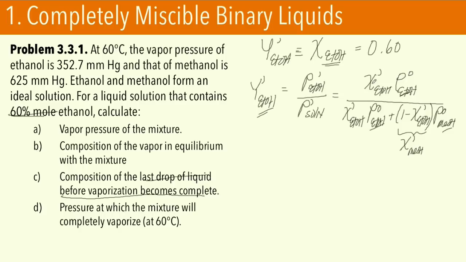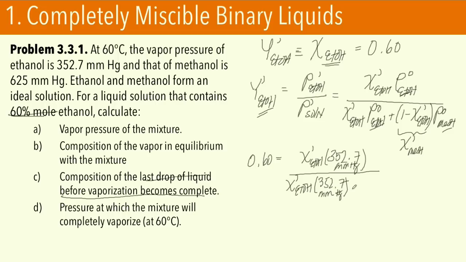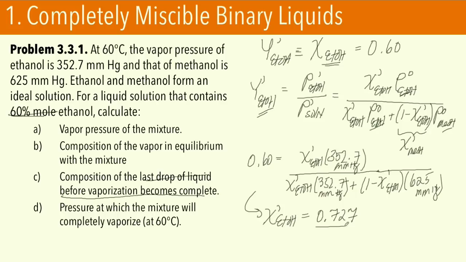So we have one variable that we need to solve for, which is chi prime ethanol, the composition of ethanol in the last drop of liquid before vaporization becomes complete. Filling in all these, we have 0.60 equal to chi prime ethanol times its corresponding pure vapor pressure, 352.7 millimeters mercury, over chi prime ethanol times 352.7 millimeters mercury plus 1 minus chi prime ethanol times the pure vapor pressure of methanol, which is 625 millimeters mercury. Solving for the composition of ethanol in the last drop of liquid, this becomes 0.727. Note that the last drop became richer in the less volatile component.